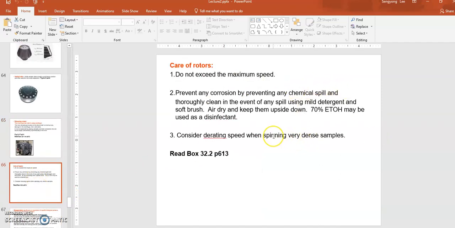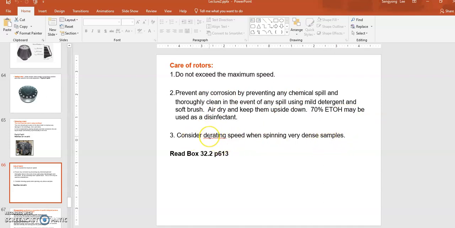And the rotor is expensive as well. It's normally made out of expensive metal like titanium, so you need to take good care of your rotor and prevent any corrosion. You have to use the right speed for your centrifugation. Wash it well, rinse well, dry well, wash with 70% alcohol in water, and disinfect well. And derate the speed when spinning very dense samples.